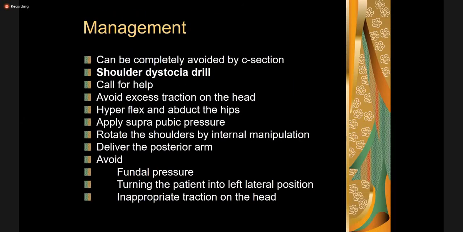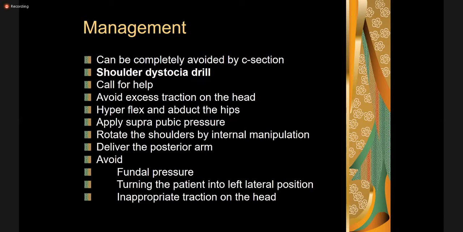The management. There are certain maneuvers by which you can deliver this baby, but it's really hard. Again, as I said, if at antenatal booking you find that the baby seems to be of good size, more than 2.5 kg, better decide for cesarean section rather than normal delivery as the mode of delivery. Number 2, the shoulder dystocia drill should be carried out every 3 months in the labor room for the junior staff.